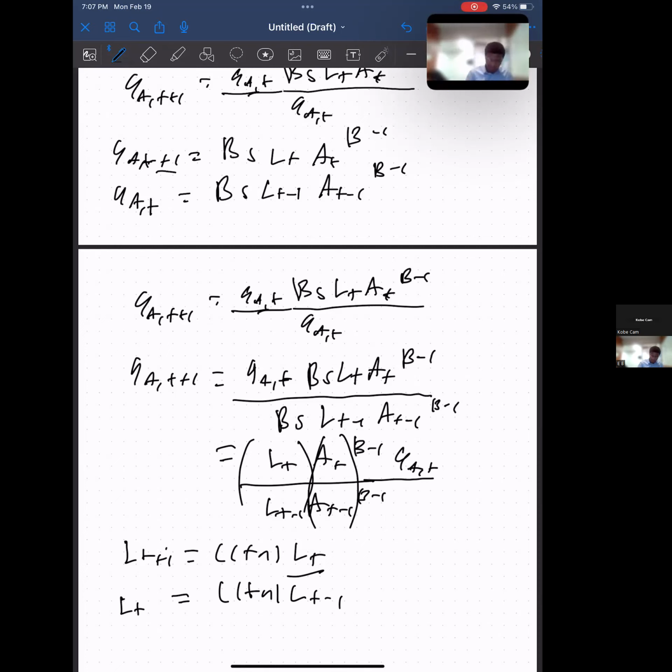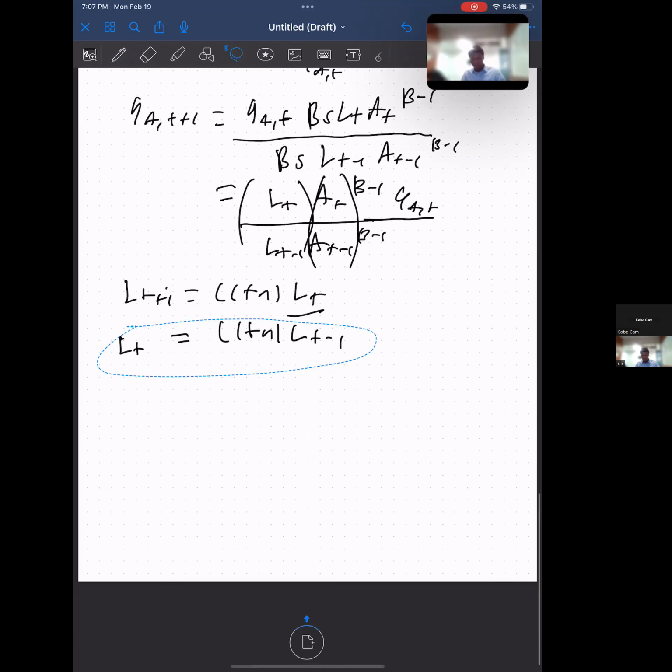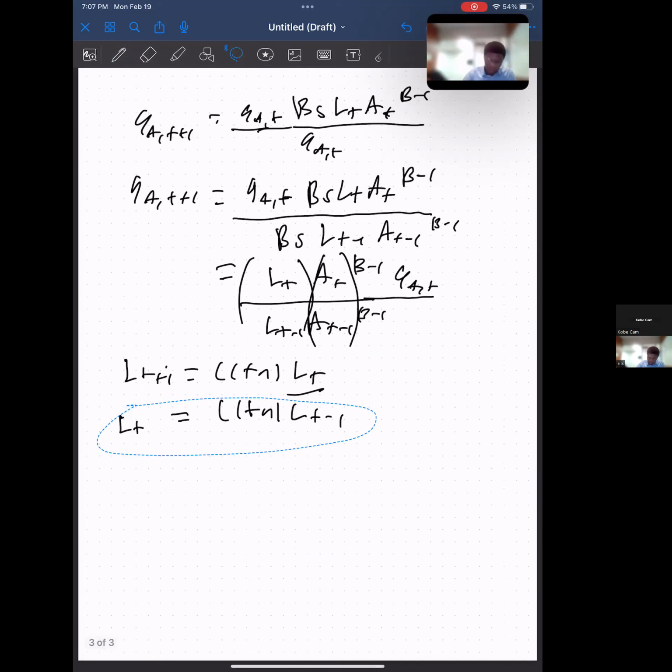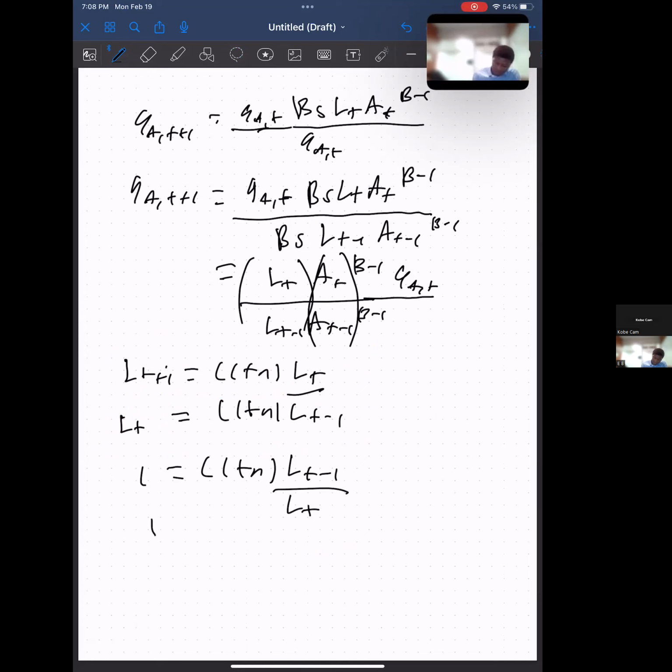So look at this. Now this looks more familiar, right? Because what we could do is divide both sides by LT. So now we have 1 is equal to 1 plus n times LT minus 1 divided by LT. Next, we could divide both sides by 1 plus n.